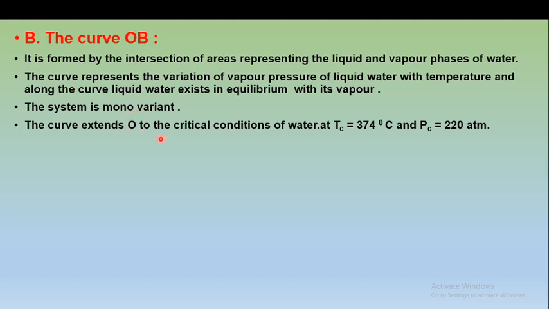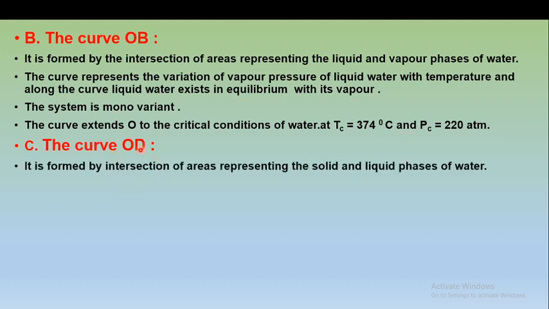And the curve O extends to the critical conditions that we have defined: critical temperature, that is 374 degrees Celsius, and critical pressure, that is 220 atmosphere. The dotted curve, that is OD. OD is a dotted curve we have studied.